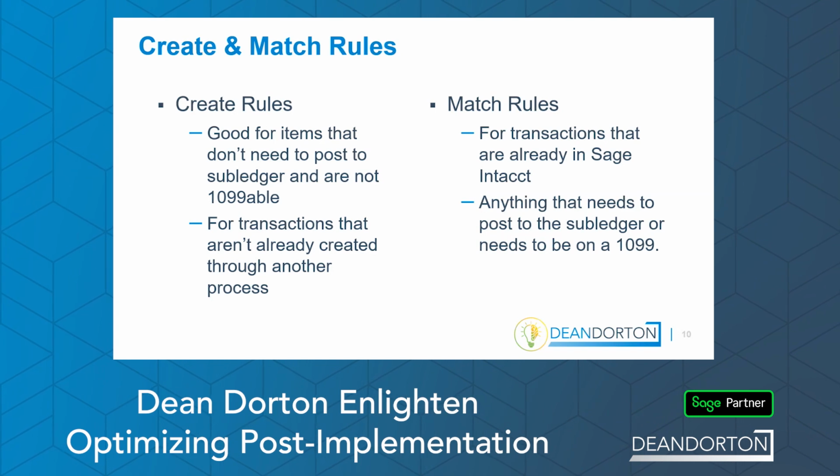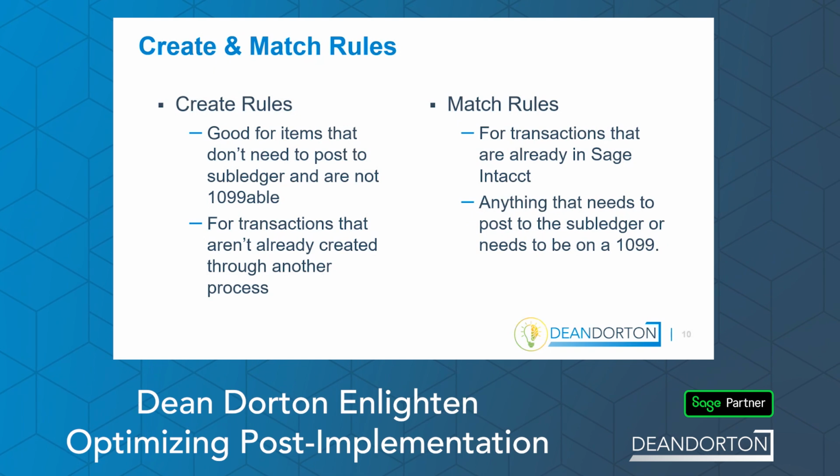Again, we don't have a ton of time, but what we want to remember is that create rules are going to create transactions. So this is great for any items that don't need to post to the subledger. So think of your customer or vendor related transactions. You don't want to do those with the create rule. Create rules are also great for anything that is not needed to be reported on a 1099. They are also perfect for any transactions that are not already created through another process in the system, right? We're creating them for the first time with that create rule, so we can't have them already exist in the system or you're going to have duplicates.